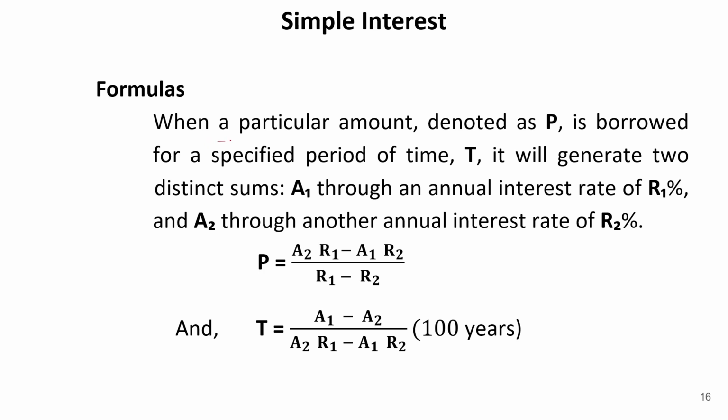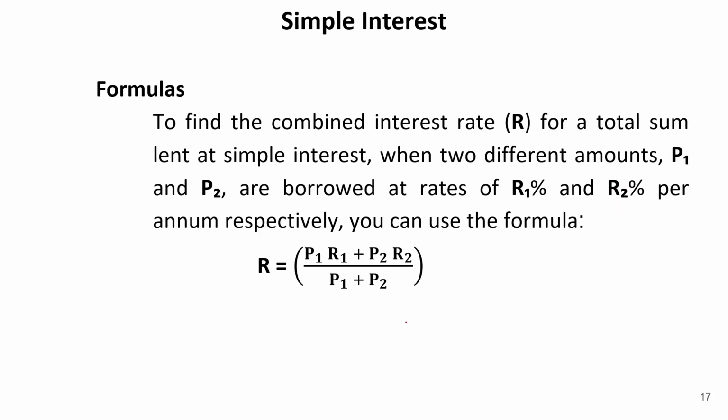Let's see when a particular amount denoted as p is borrowed for a specific period of time t. It will generate two sums, a1 at an annual interest rate of r1% and a2 at an annual interest rate of r2%. So P, the principal amount, can be calculated via (A2 R1 minus A1 R2) whole by (R1 minus R2). The time period T is equal to (A1 minus A2) whole by (A2 R1 minus A1 R2) into 100 years.